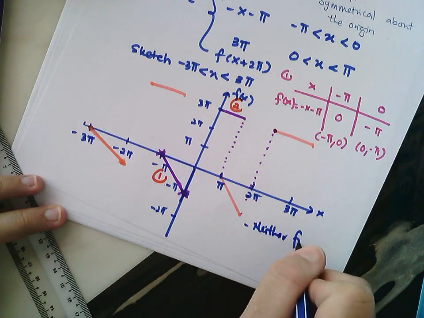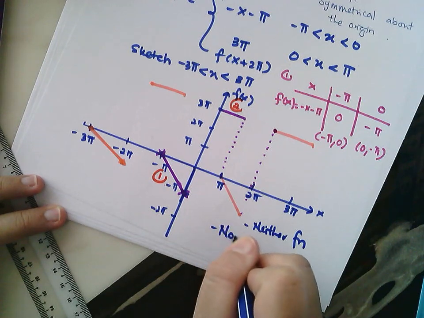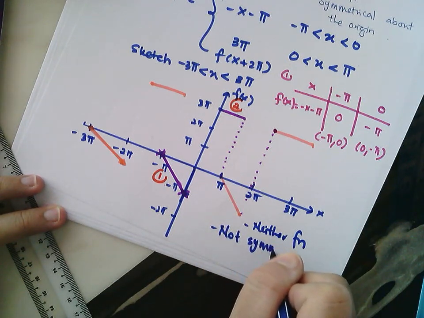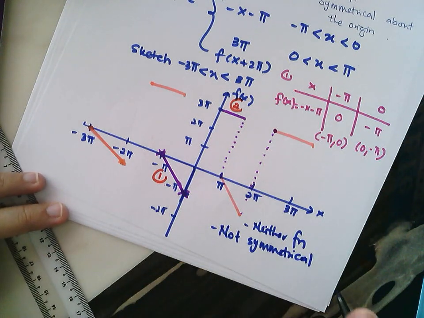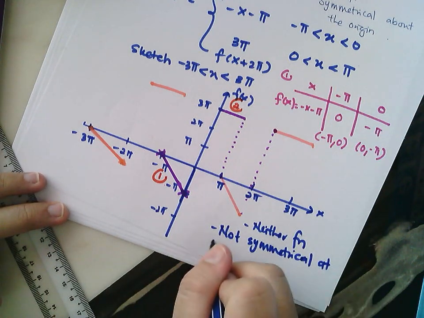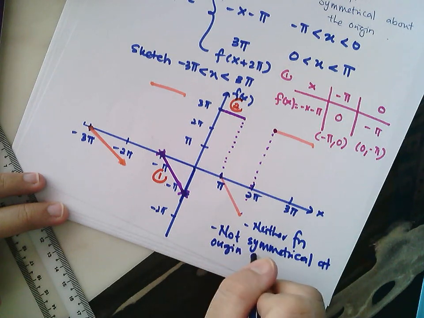Why? Because it is not symmetrical at the origin or the f(x) axis.